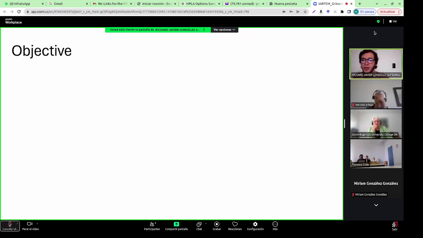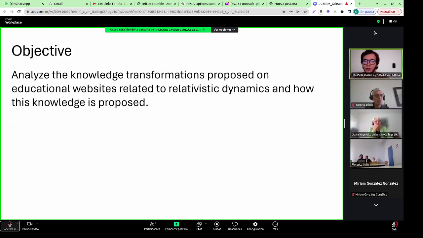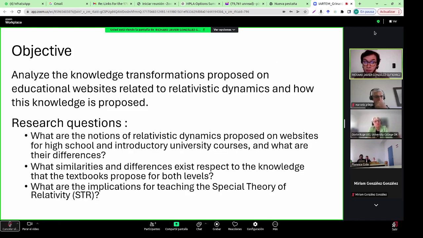The aim of this research is to analyze the knowledge transformations proposed on educational websites related to relativistic dynamics and how this knowledge is proposed. In this investigation, the research questions are the following. The first of them is, what are the notions of relativistic dynamics proposed on websites for high school and introductory university courses, and what are their differences? The second one is, what similarities and differences exist with respect to the knowledge that the textbooks propose for both levels? And finally, what are the implications for teaching the special theory of relativity?